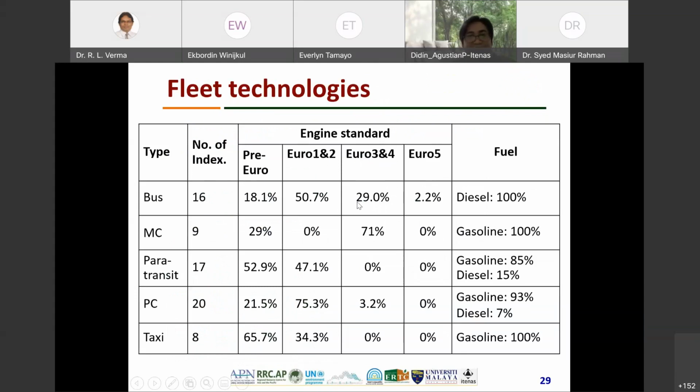For example, we need to know the percentage of technology here for passenger car, actually dominated by Euro 1 and Euro 2. And then they use gasoline, around 93%, and only 7% of the passenger cars use diesel oil. This information needs some tremendous efforts for survey in the field, but it can be done because this is very important input data for traffic emission models.